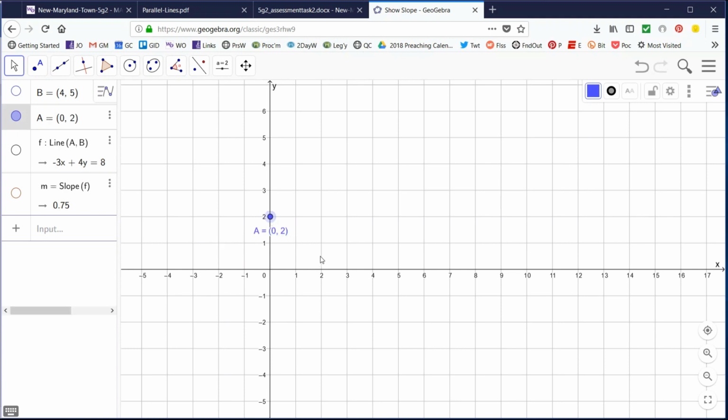There's 0, 2. This is crossing the Y axis because it has an X value of 0. Here is 0, negative 3. All points on the Y axis have 0 for X, and all points on the X axis have 0 for Y.